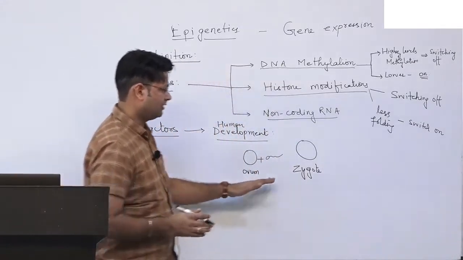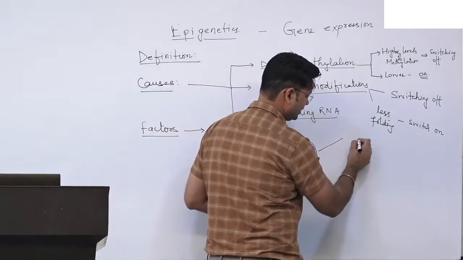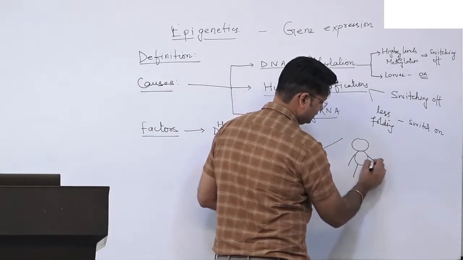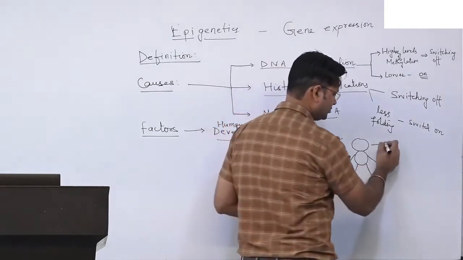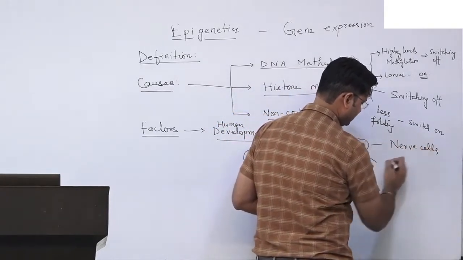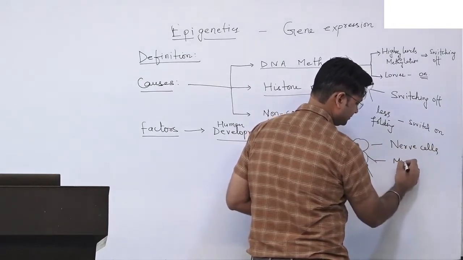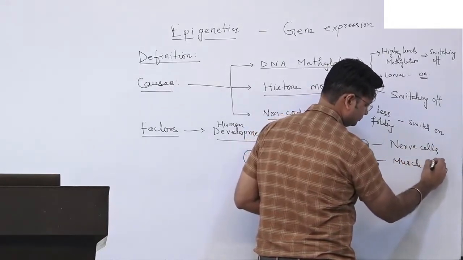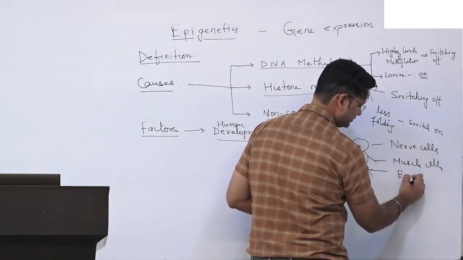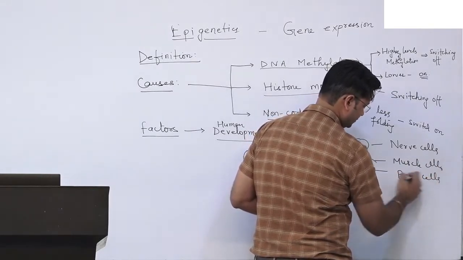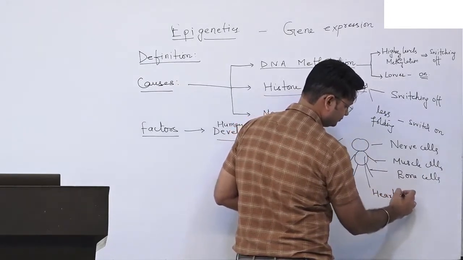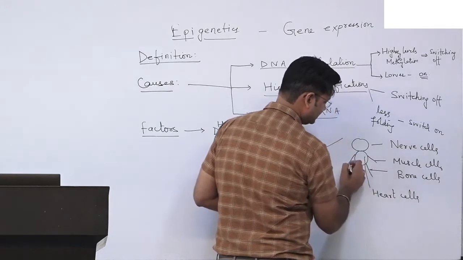Now, in our body, this zygote is resulting into a baby, and this baby has nerve cells, this baby has muscle cells, this baby has bone cells, right, you can say heart cells, skin cells.